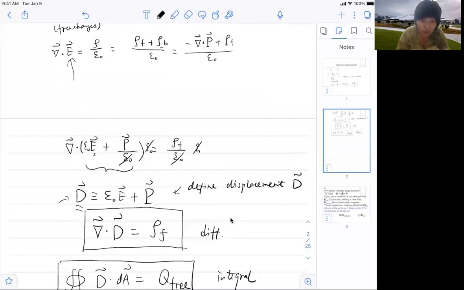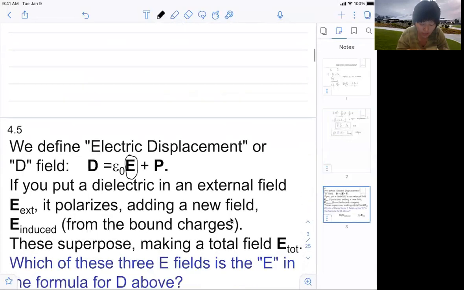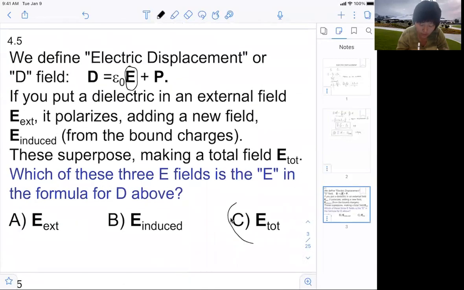And you can see this E is due to overall charge density rho. This E is already including the influence of both the free charges and the bound charges, so it's going to be your total E field. And you moved this to the other side of the equation and you defined D. So you can see throughout this derivation, this E is really the total field. So C is correct. Very good.